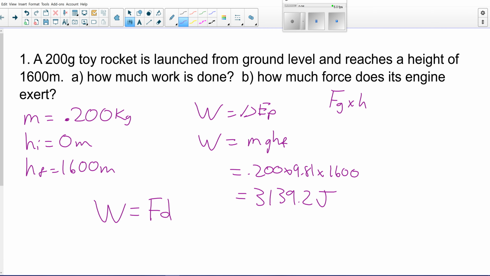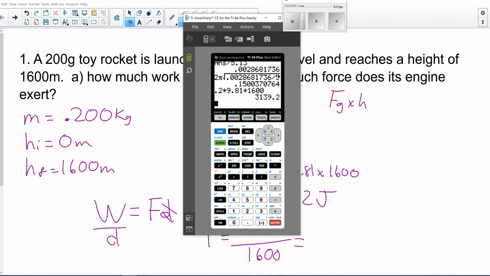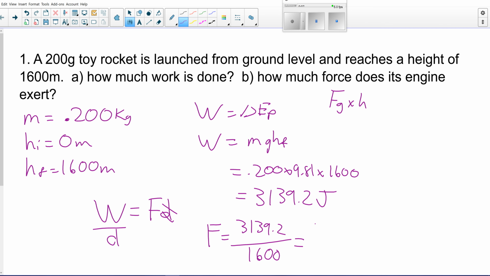Okay, so all I have to do to calculate the force is divide the work by the distance, which is 1,600 meters, and I'll get the force. So that'll be 3,139.2 divided by 1,600 meters, okay, and that'll get me the force. All right, so 1.962 newtons. All right, everybody okay with that?